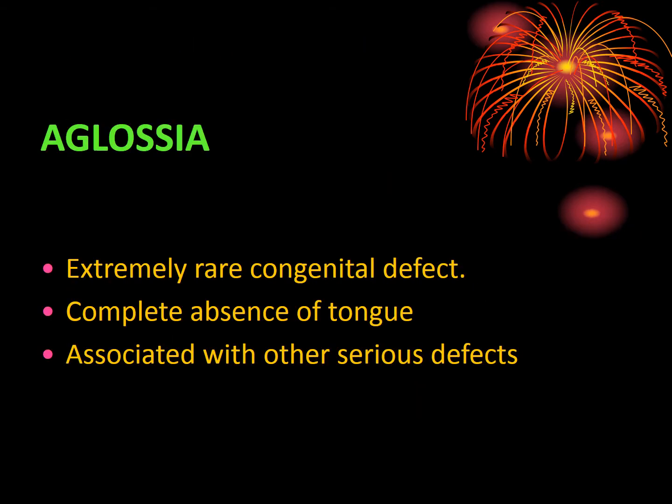So before moving on to the pictures, what is aglossia? A means absence, glossia means tongue. So the complete absence of tongue is called aglossia. This condition is extremely rare and it is one of the congenital defects, and it is associated with other defects also. So aglossia will not appear alone, it will appear in combination with other syndromic structures.